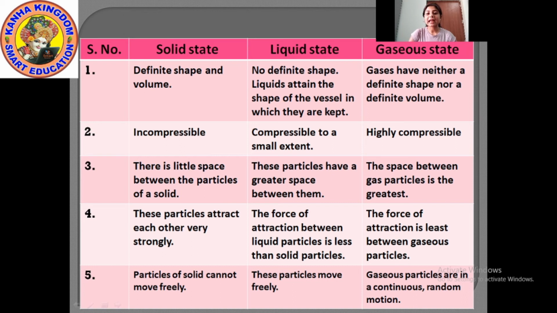In liquid, the particles can move freely because the intermolecules are less compact. That is why liquid can flow easily. And in gas, particles are in continuous, random motion. They can move much more freely than those of liquid.